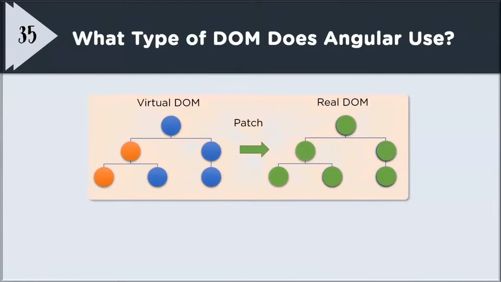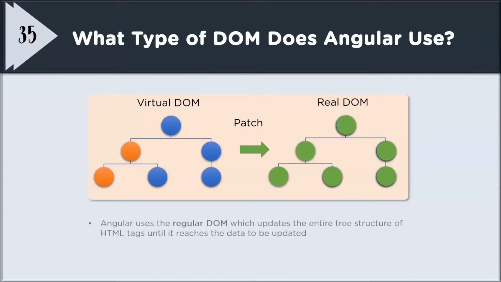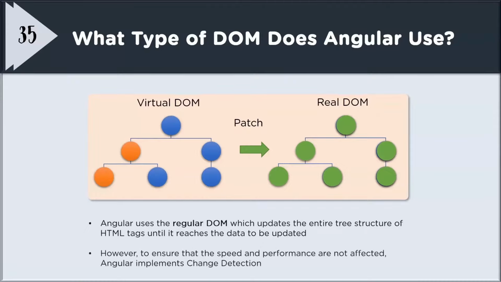DOM, or Document Object Model, treats an XML or HTML document as a tree structure in which each node is an object representing a part of the document. Now, Angular uses the regular DOM. This updates the entire tree structure of HTML tags until it reaches the data that has to be updated. Now, to ensure that the speed and performance are not affected, Angular implements something called change detection.